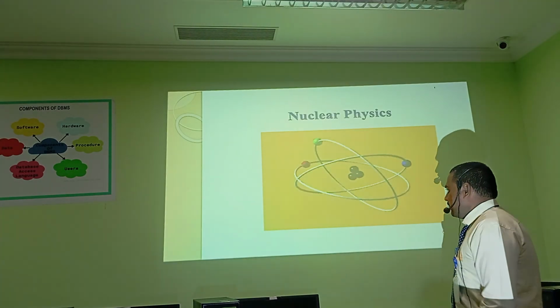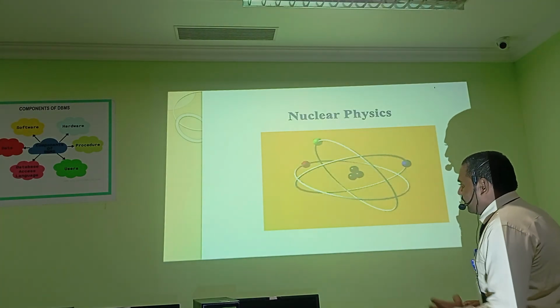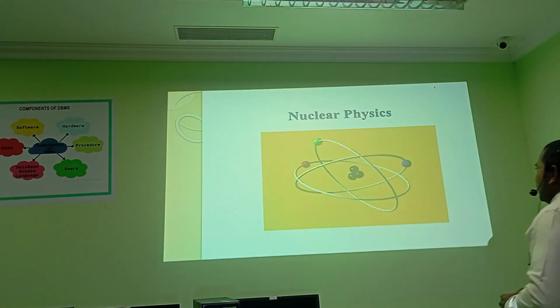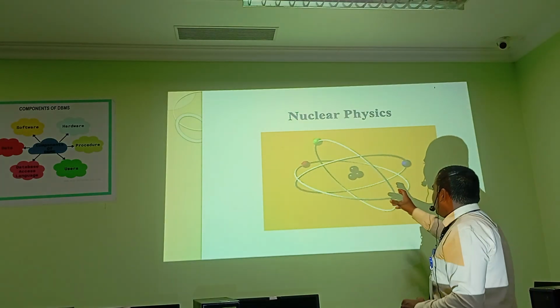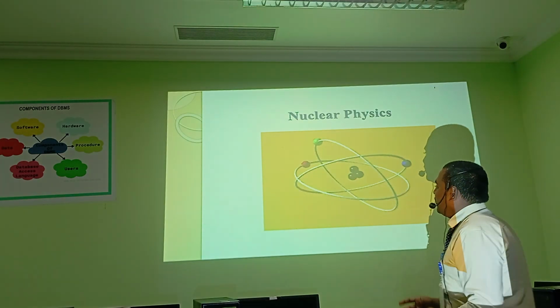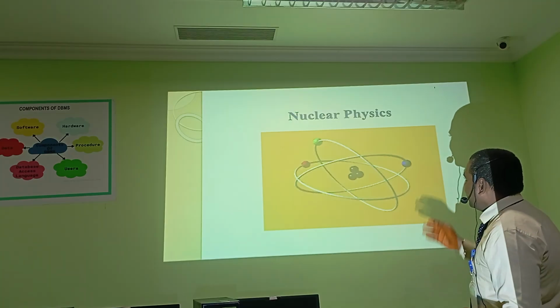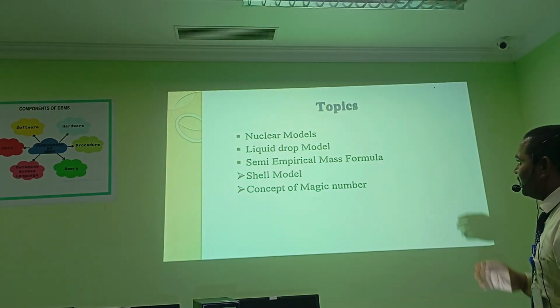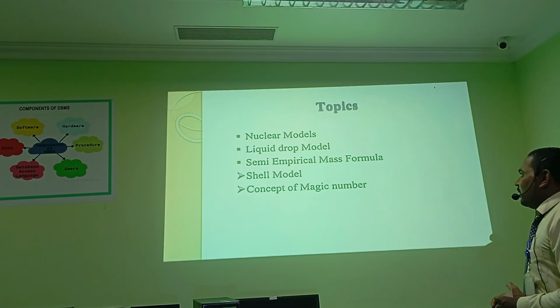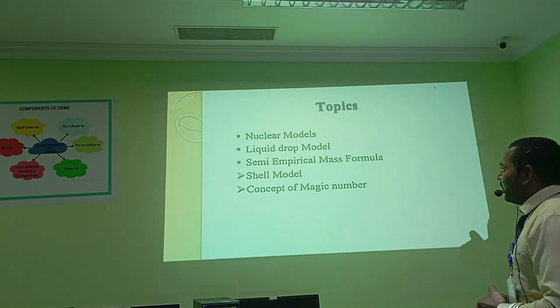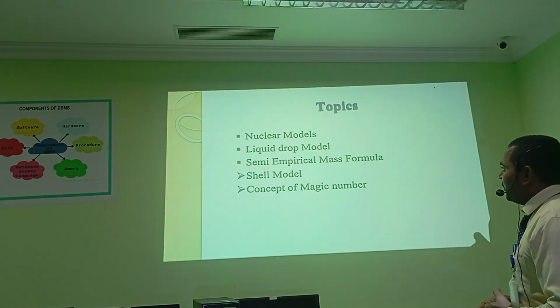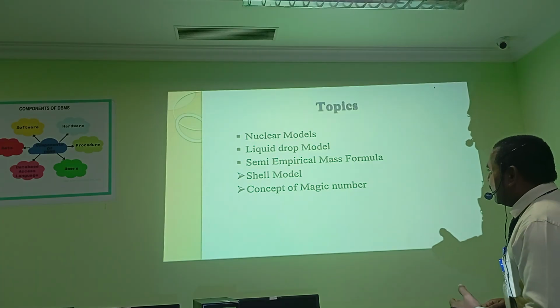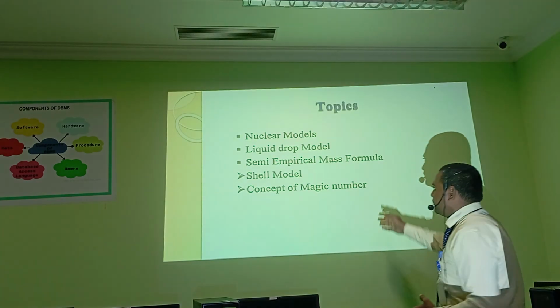So the next chapter is nuclear physics. What is the nucleus? Inside are the proton and neutron, and outside is the presence of the electron. This is the study of nuclear physics. Next, the topics covered are the nuclear models. What are the different types of models? Bohr atom model, liquid drop model, semi-empirical mass formula, shell model, the concept of magic number.